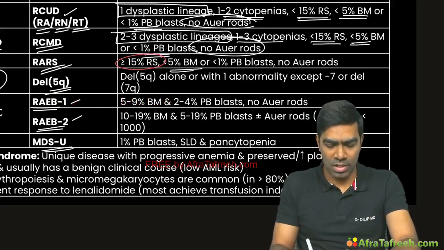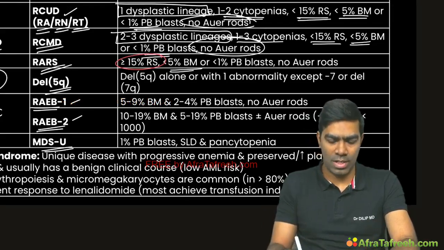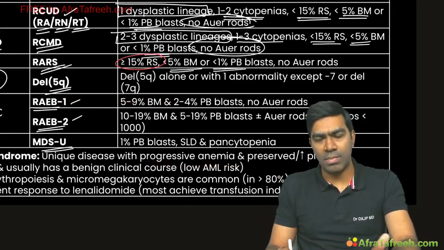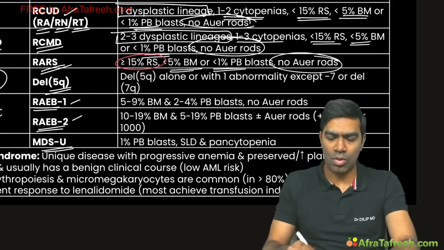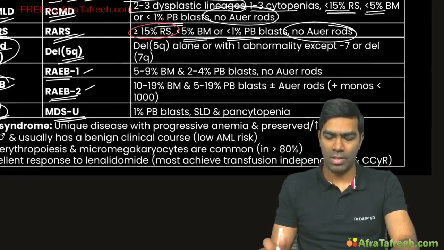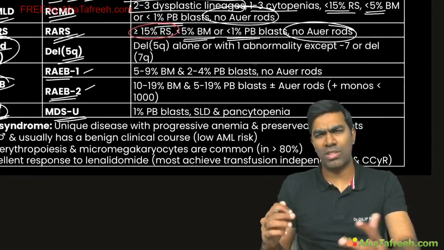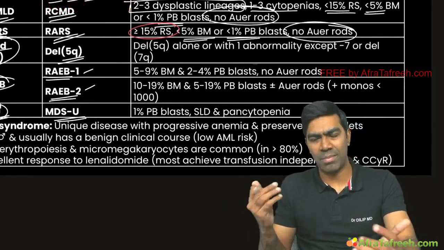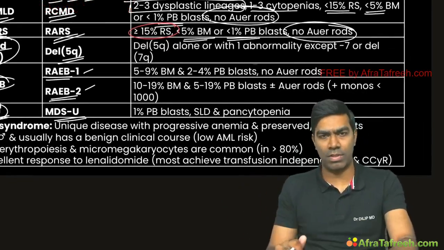And again, by definition, the amount of blasts in the bone marrow should be less than 5%, and the amount of blasts in the peripheral blood should be less than 1%, with no Auer rods in the blasts. Because if you have Auer rods in the blasts, it's usually going to make a diagnosis of AML, acute myeloid leukemia, because they are AML specific.